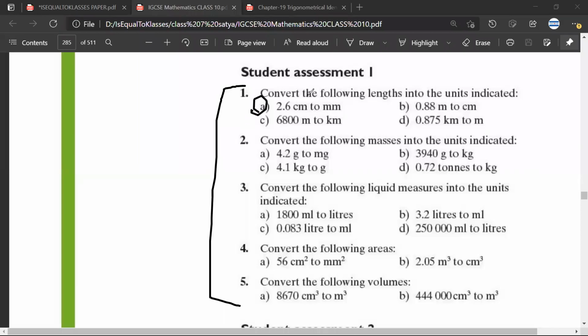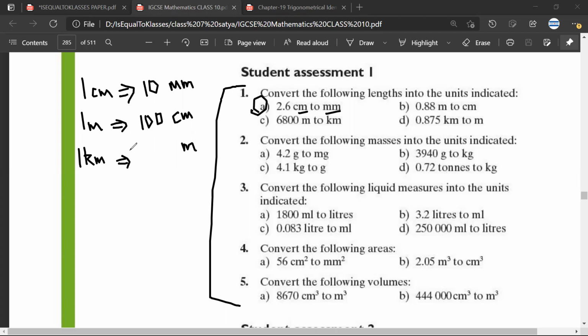Okay, Mr. Satya. How do I convert centimeter into millimeter? One centimeter is how many millimeter? So 10. Okay. 1 meter is how many centimeter? Hundred, so 1 kilometer is how many meters? 1000 meters. Okay.